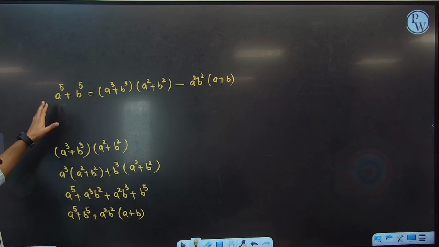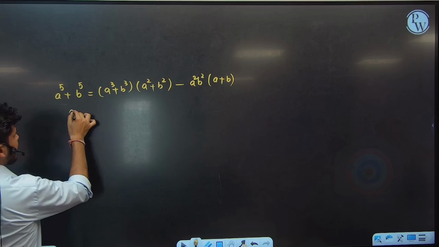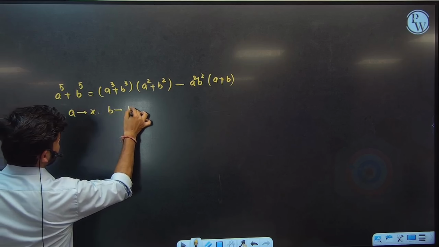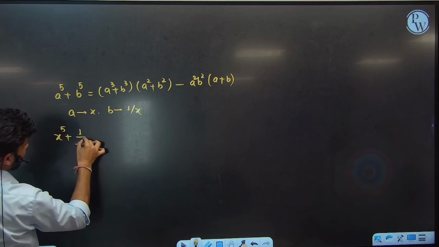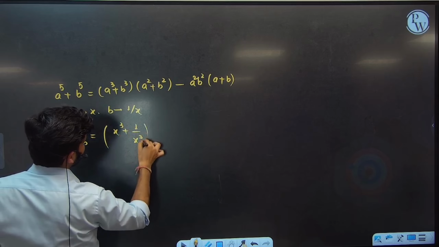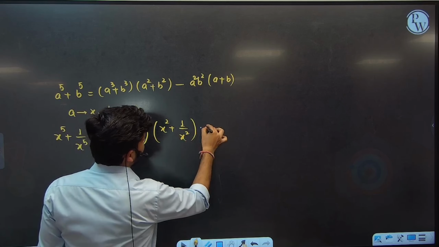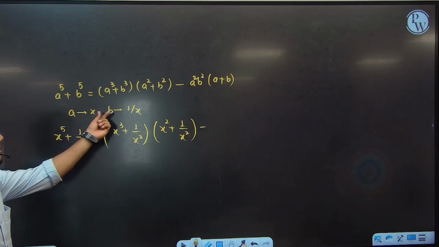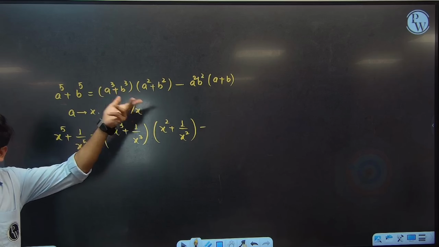Now suppose we replace a by x and b by 1 upon x. Now x to the power 5 plus 1 upon x to the power 5. Here x cube plus 1 upon x cube, and in this part x square plus 1 upon x square minus. Here a square into b square, since ab is equal to 1, then a square b square is also 1.